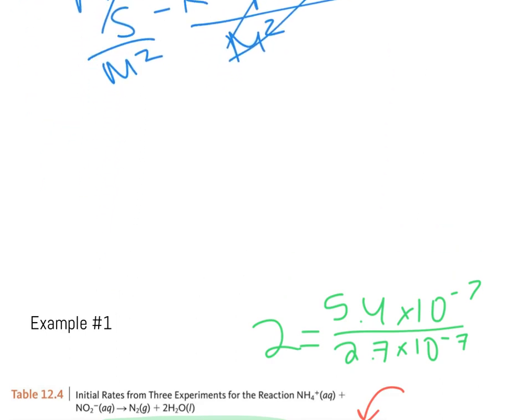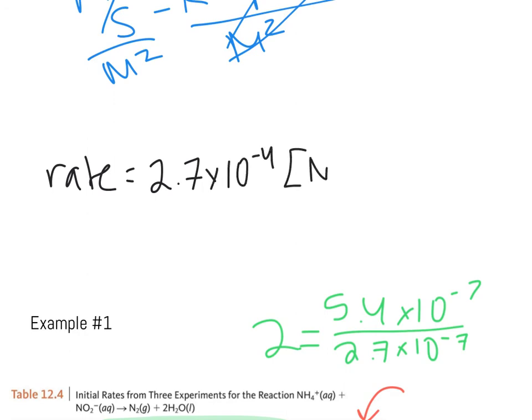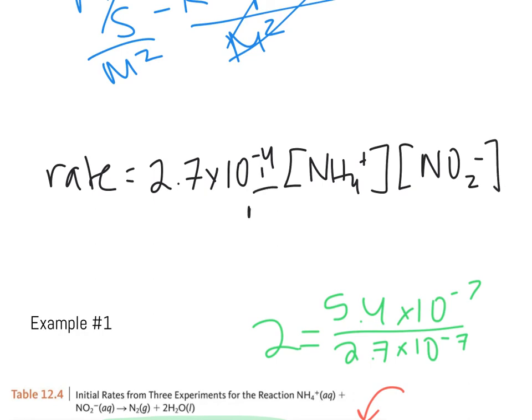I could do that here, now that I have space. I could say that the rate is equal to 2.7 times 10 to the negative 4 times the concentration of NH4+ times the concentration of NO2-. So this is the complete full rate law with the K value. Oh, this should be 1 over M seconds. There you go. This would be the complete rate law.